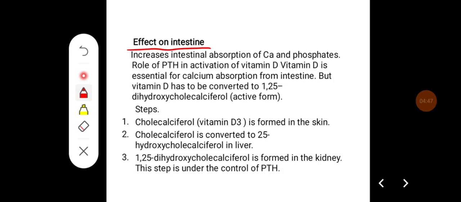The effect of parathormone on intestine. It increases intestinal absorption of calcium and phosphates. Role of parathormone in activation of vitamin D.